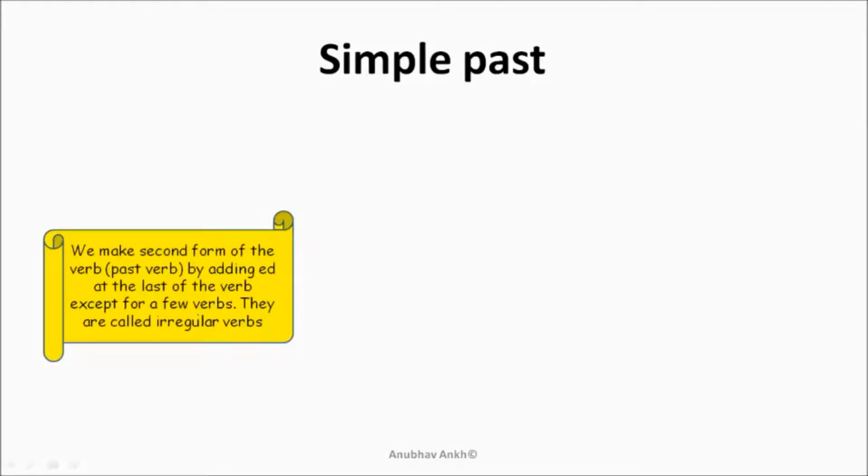We use the second form of the verb in simple past. Most of the time, we make the second form of the verb, the past verb, by adding ed at the end of the verb, except for a few verbs. They are called irregular verbs. Most of the time, whenever we have a verb, we make the second form by adding ed at the end of the verb word. But there are some irregular verbs which have their own second forms.